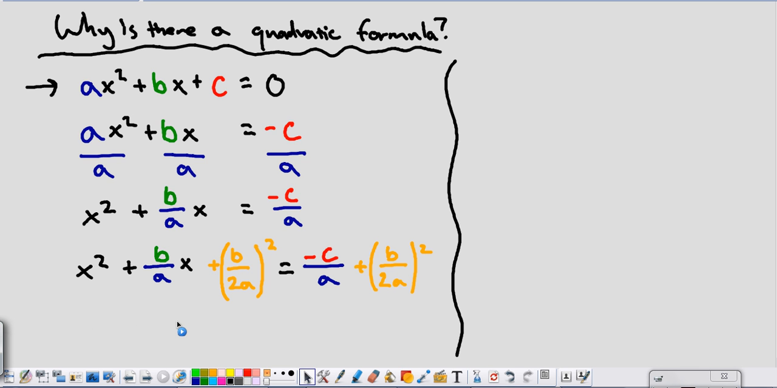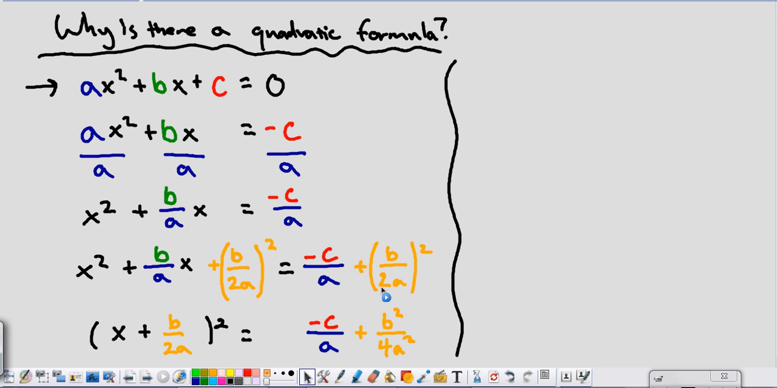Once I have that done, I am going to factor the left side, so I have it in an all squared form. That would be x plus b over 2a all squared. And the right side hasn't changed, except I changed b over 2a all squared into b squared over 4a squared.